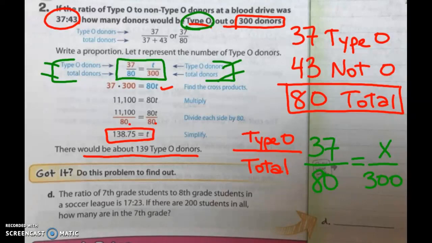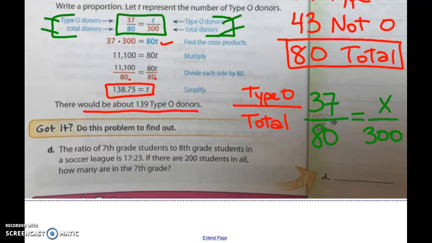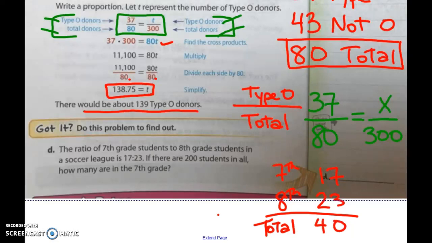All right, the next question is really similar, and I'm going to set this up, and then you guys are going to work on it. The ratio of 7th grade students to 8th grade students in a soccer league is 17 to 23. If there are 200 students in all, how many are in the 7th grade? Okay, so again, we've got 7th graders were 17 on this soccer league, and 8th graders were 23. Okay, let me get that off of here. All right, so in total, there were 40 students playing soccer.